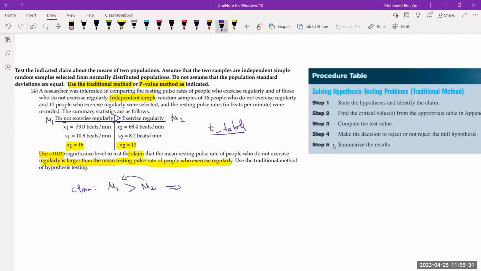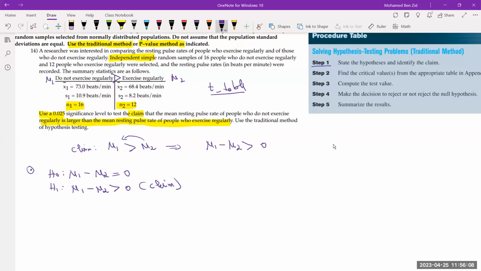And as we talked about in class, you want to move the mu2 to the other side. So this is going to be mu1 minus mu2 is greater than 0. And that's what we're going to call H1, right? H1 is mu1 minus mu2 greater than 0. And H0 would be, by consequence, mu1 minus mu2 equals 0, right? So this is my claim. So this is step 1, stating the hypothesis.